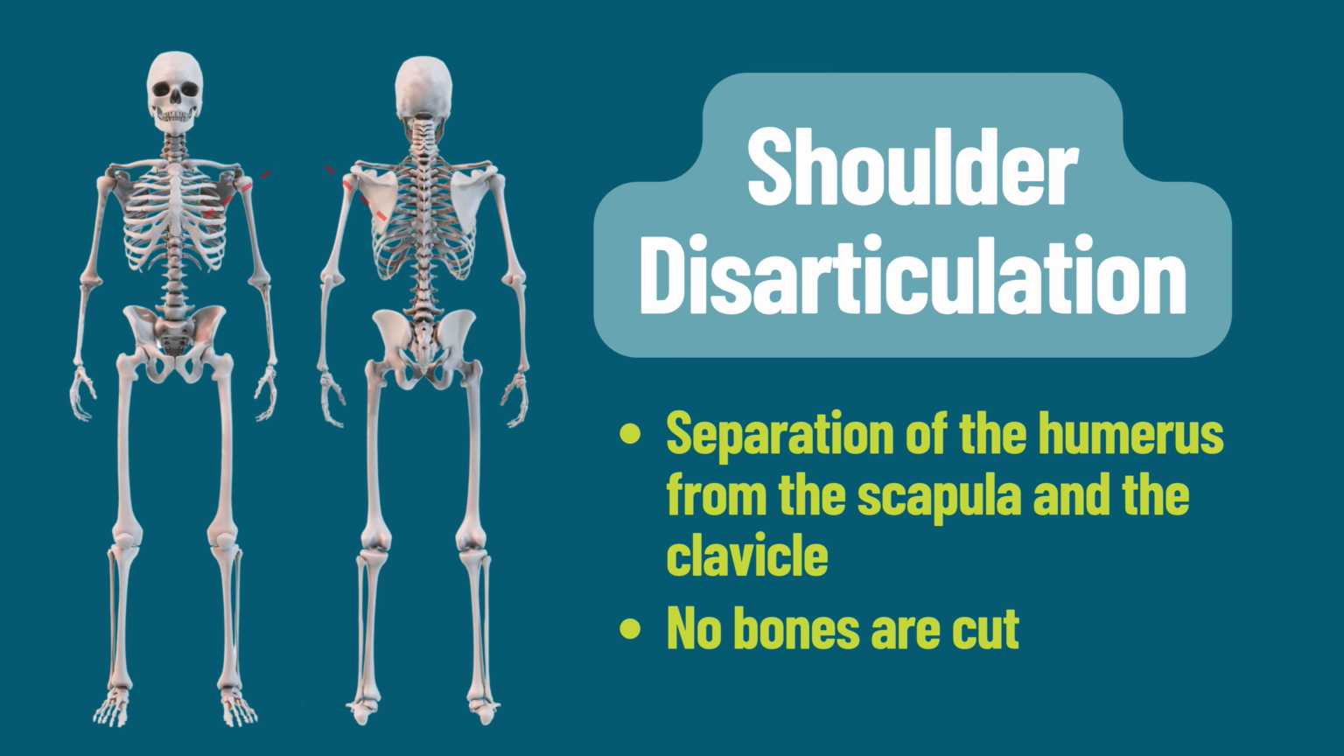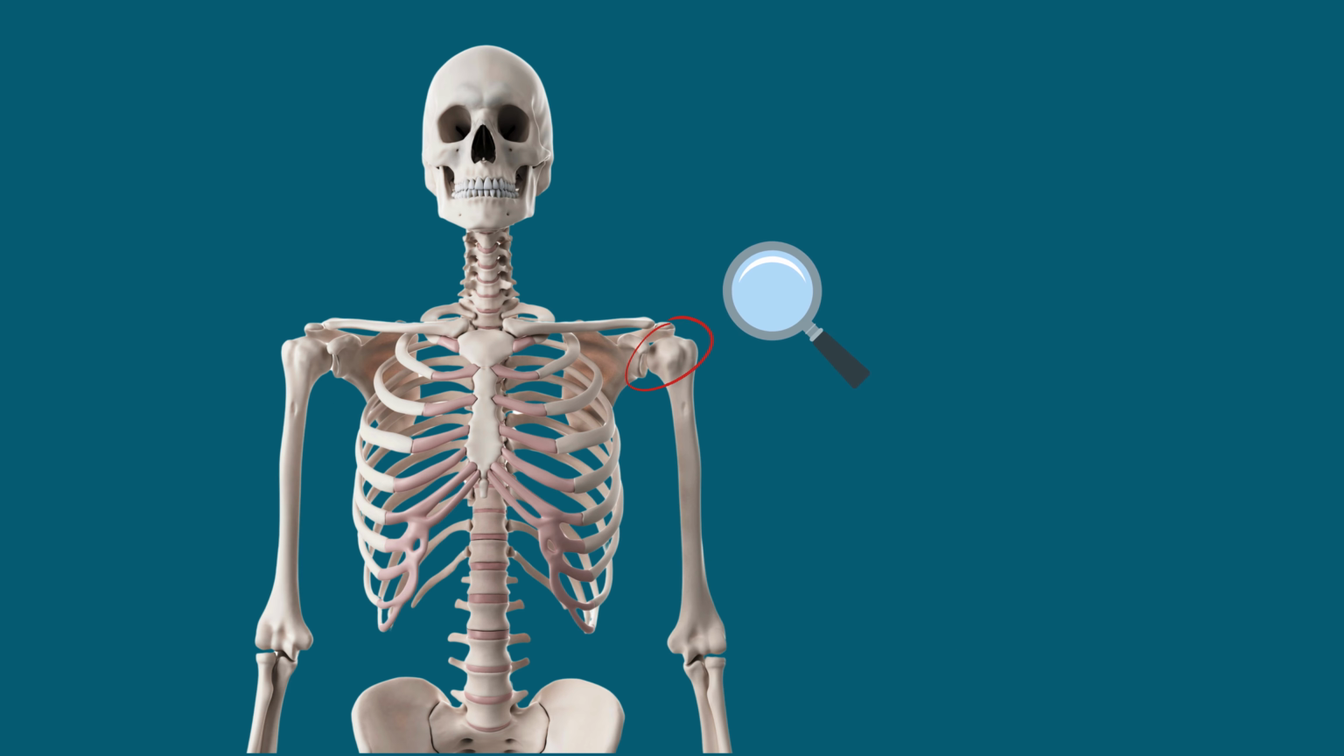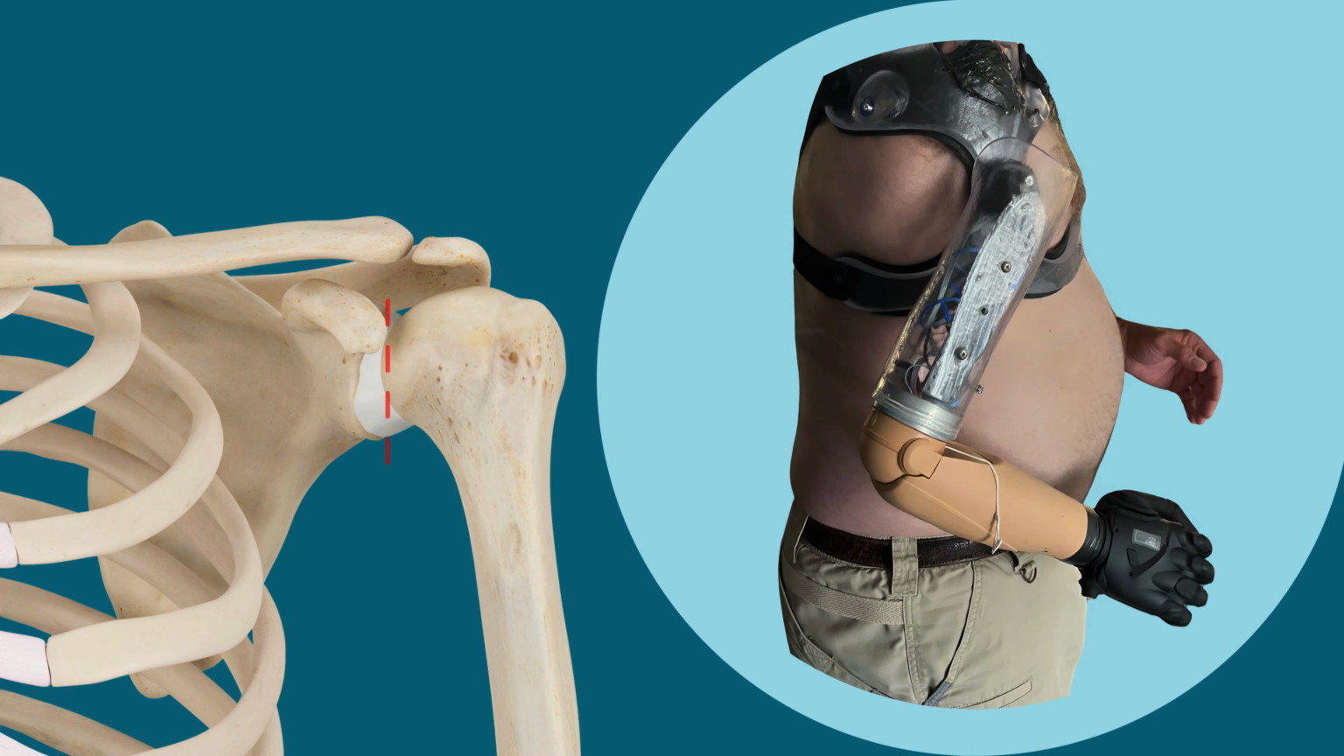Next, we have a shoulder disarticulation. A shoulder disarticulation involves the separation of the humerus from the scapula and the clavicle. It involves the complete removal of the humerus from the glenoid. Shoulder disarticulations are rare and pose greater challenges in accommodating a prosthesis than more distal upper limb amputations. However, this procedure preserves the natural shape of the shoulder, making it more ideal for clothing wear.